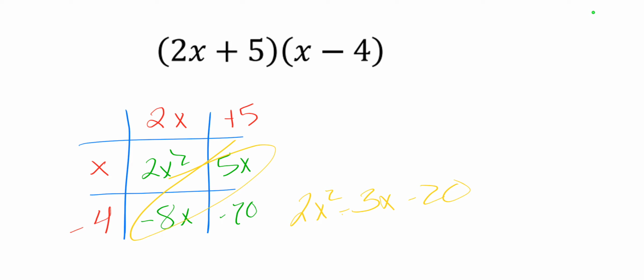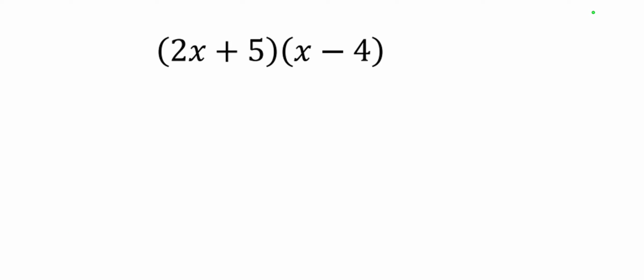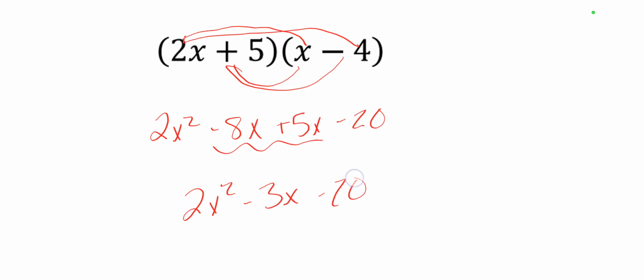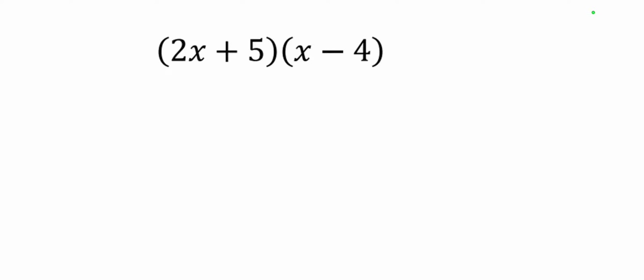So that's one way. The other way is I could instead just do first 2x squared, outer minus 8x, inner plus 5x, and last, multiply. That was our FOIL method. Again, if you have like terms, make sure you put them together. Like so. Okay, so whether you do box method or FOIL or draw your little rainbow arrows or stack multiplication old school, I don't really care. You're going to get it.